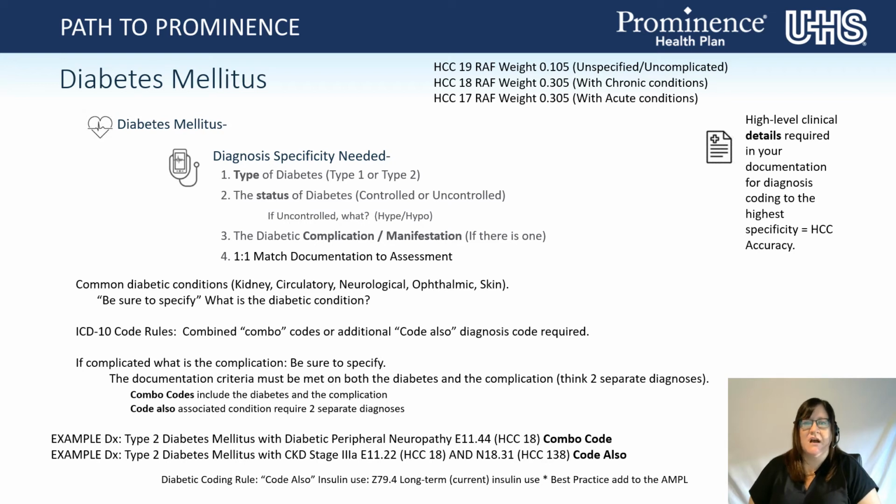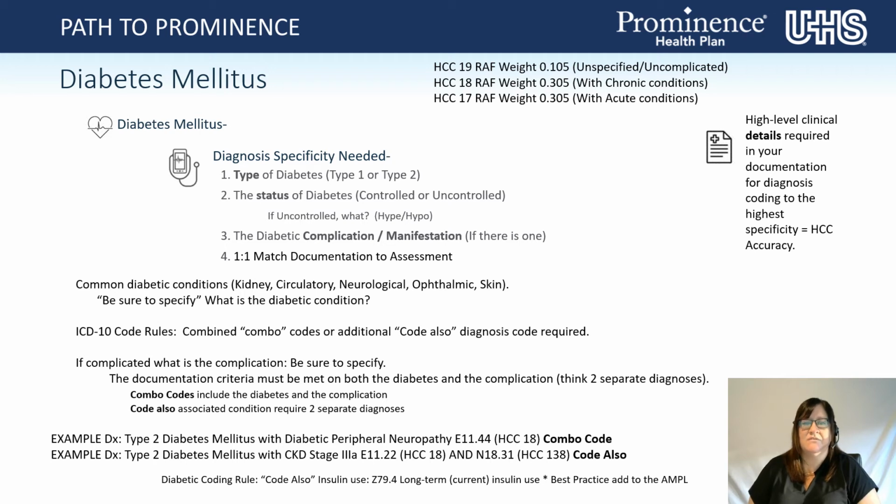ICD-10 code rules allow for combo coding and then additional code also rules. So if the diabetes is complicated, be sure to specify what the complication is. The documentation criteria must be met on both the diabetes and the complication, so think two separate diagnoses. There are combo codes that include the diabetes and the complication in one code, and then there are code also rules that ask for the associated condition to be a separate code, so it would be two separate diagnoses.